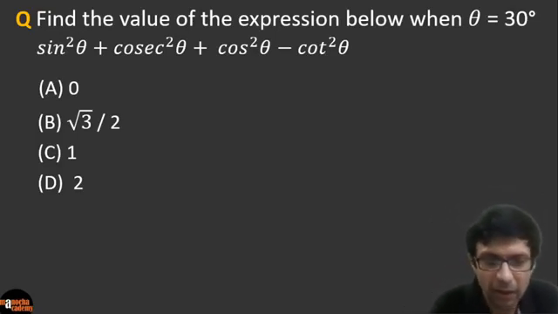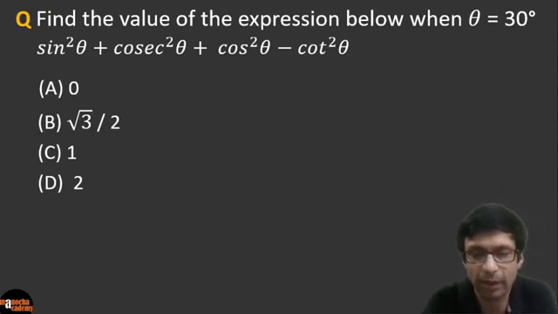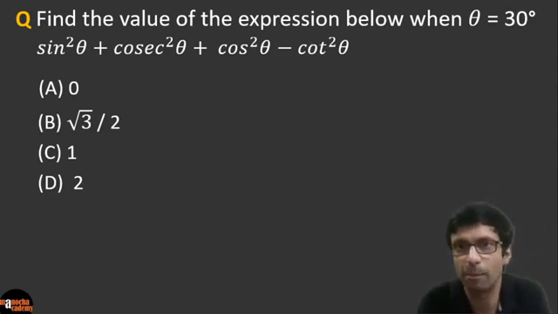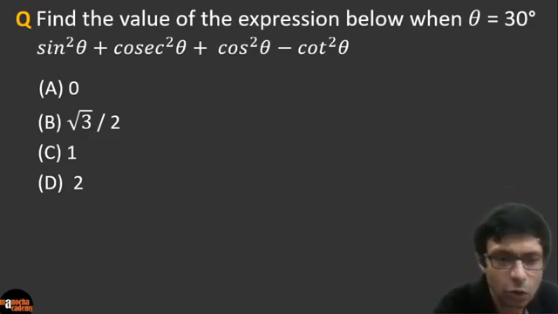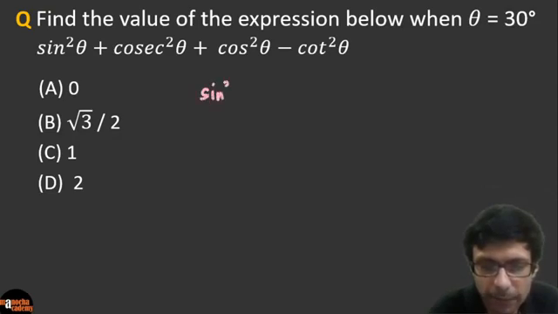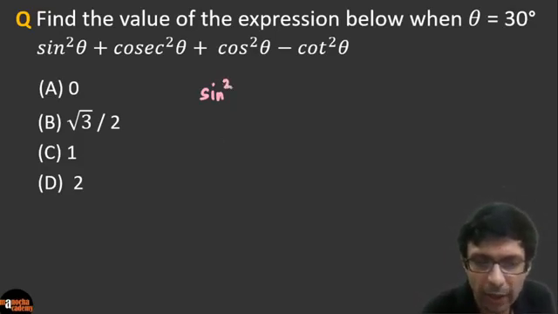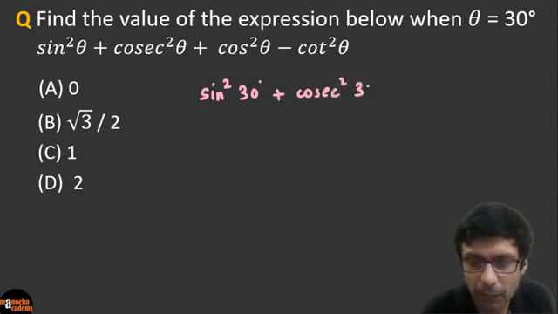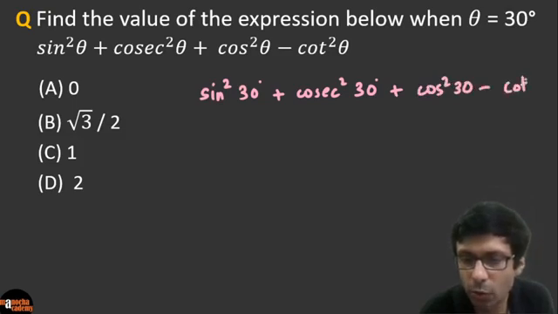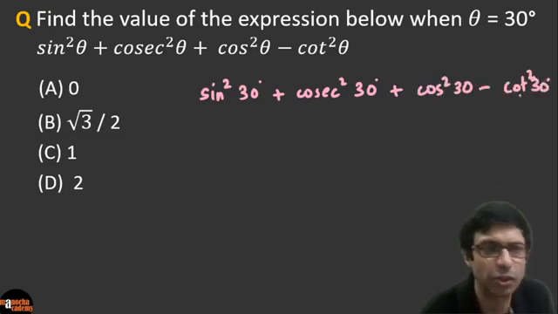So my hint is, take a look at what's been given. Sine square theta plus cosec square theta plus cos square theta minus cot square theta. And you need to find what this expression is going to be when theta is 30 degree, right? So basically what they're asking is, you need to calculate sine square 30. Let me write that again. So they are asking to calculate sine square 30 plus cosec square 30 plus cos square 30 minus cot square 30, right guys? So this is what the question asks.